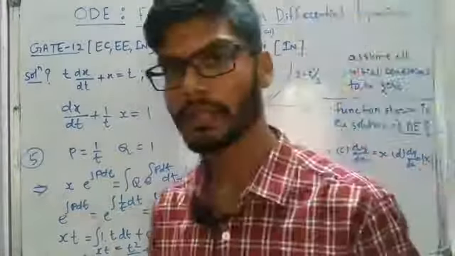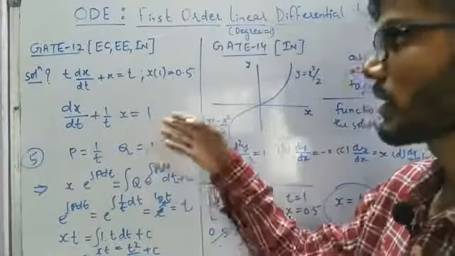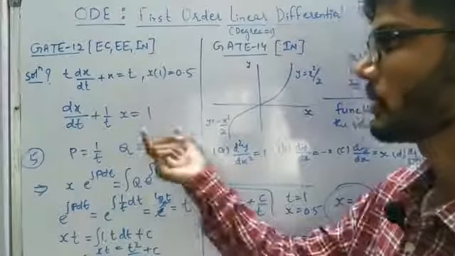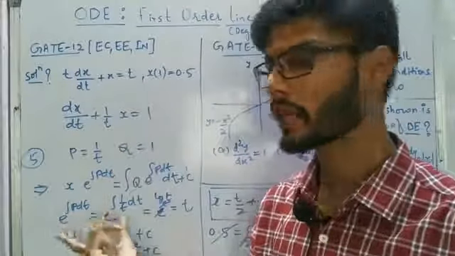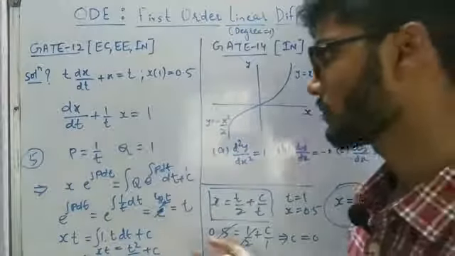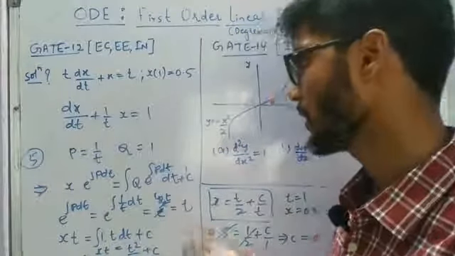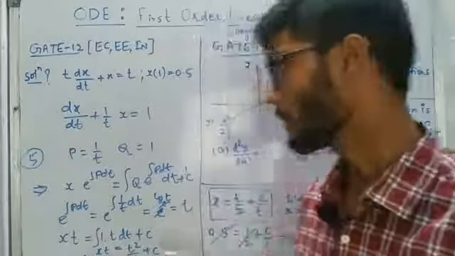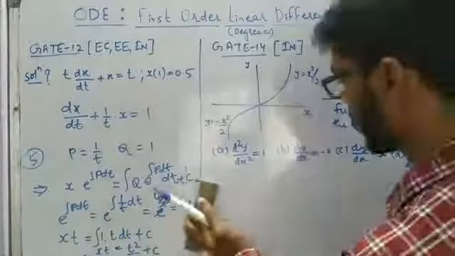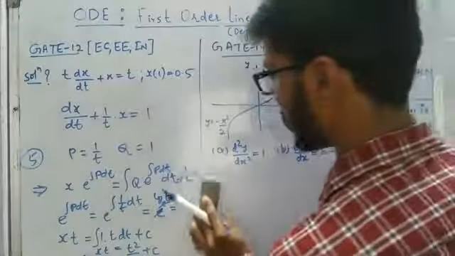So it's not a very difficult problem, just the simple standard format we have: dy by dx plus px is equal to q, and by knowing the direct answer we can write the solution: x e power integration p dt is equal to integration of q e power integration p dt dt plus c. Only we have to keep in mind that our standard form was in dy by dx, and here it is in the form of dx by dt.